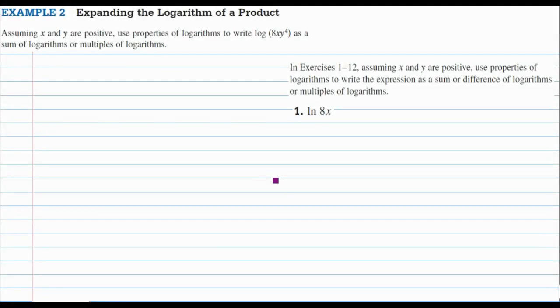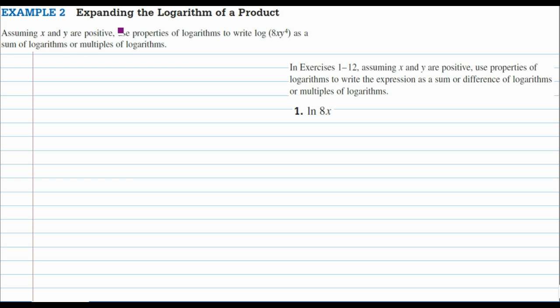This is the screencast for section 3.4, example 2, expanding the logarithm of a product. So now that we have learned a couple of our properties of logarithms, we can use them to expand and actually condense, which you'll see in a little while, expressions of logarithms. And this tool can be used to eventually solve logarithmic equations. You won't see that just yet, but you will.